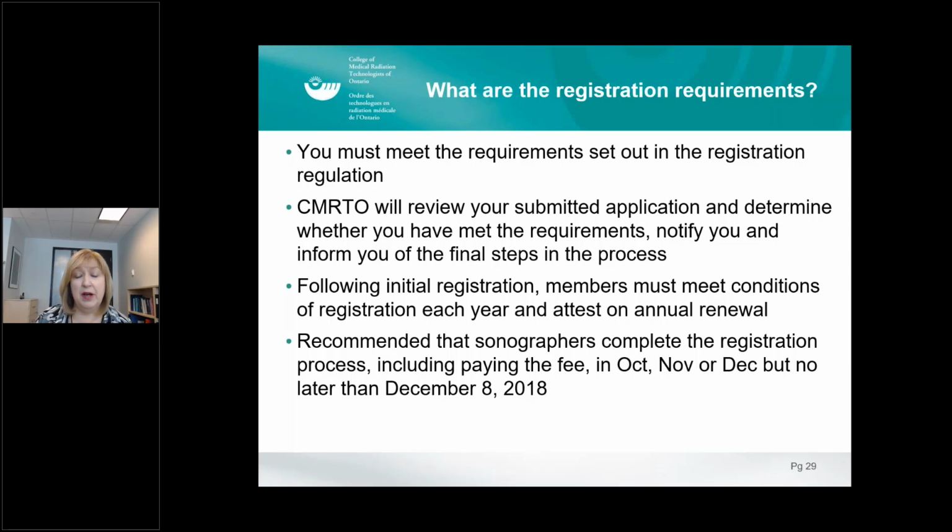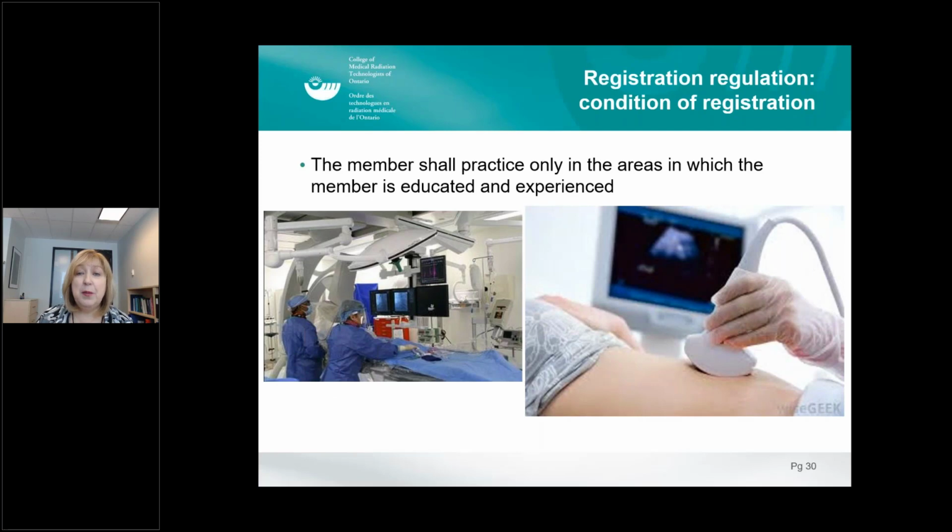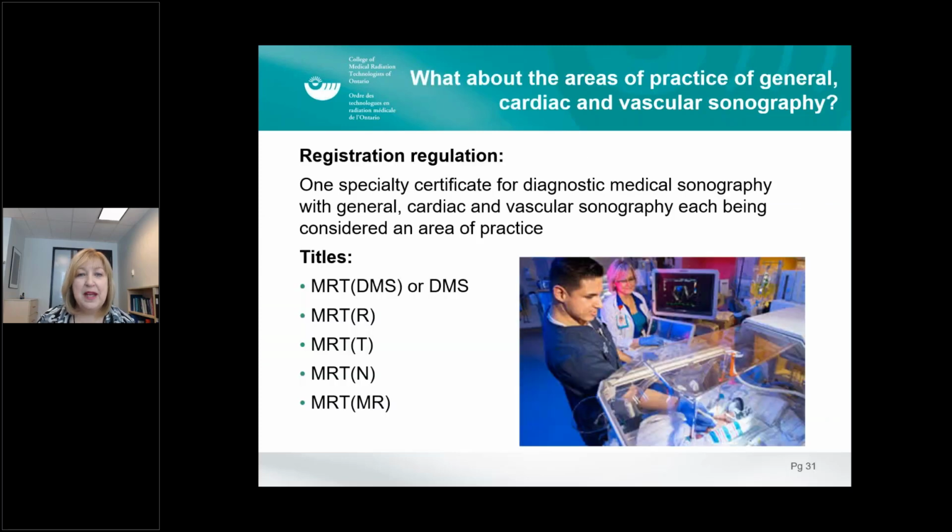the beginning of December. That's because we're not going to be able to process all 4,000 of you in a very short time frame. So we want to make sure everybody becomes registered by the end of the year, so you're ready to practice on January 1. There is an important condition on the certificate of registration, and that's the piece that keeps on going as long as you are a member of the college. And that is that you can only practice in the areas in which you are educated and experienced. We'll look at that in a little more detail as we go through this process today.